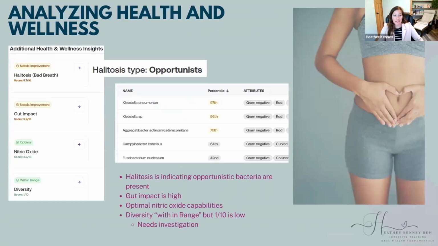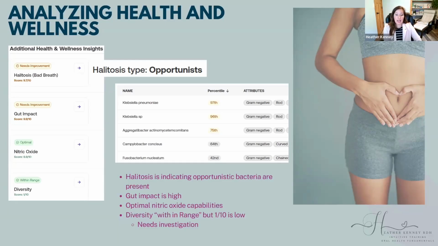So, analyzing the health and wellness insights. She had halitosis that was opportunistic, which is sort of a good call out. I do look at the halitosis score because it'll say tongue coater, it'll say gum liner, or opportunistic. The opportunistic is a red flag for me. I start looking at that, and the gut impact will show with the opportunistic as well. So she has Klebsiella in her oral microbiome as well.